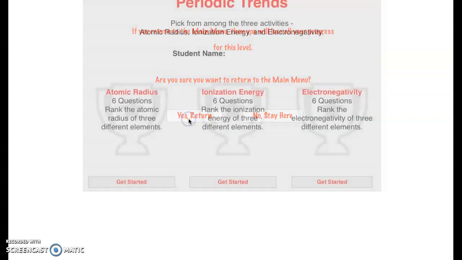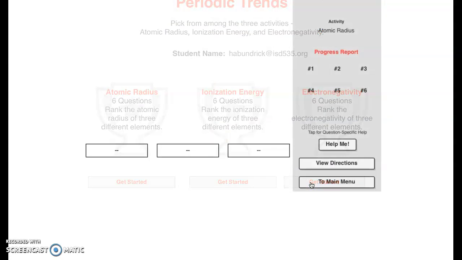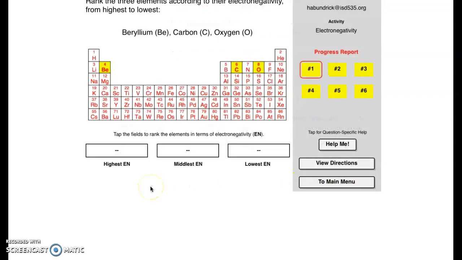Okay. And the last one, electronegativity, follows the same pattern as ionization energy. Electronegativity is basically how good of a job an atom does attracting electrons to itself, so that if I'm going further to the right, electronegativity increases. So oxygen's going to have the highest electronegativity here. Be is going to have the lowest. Carbon's going to be in the middle.